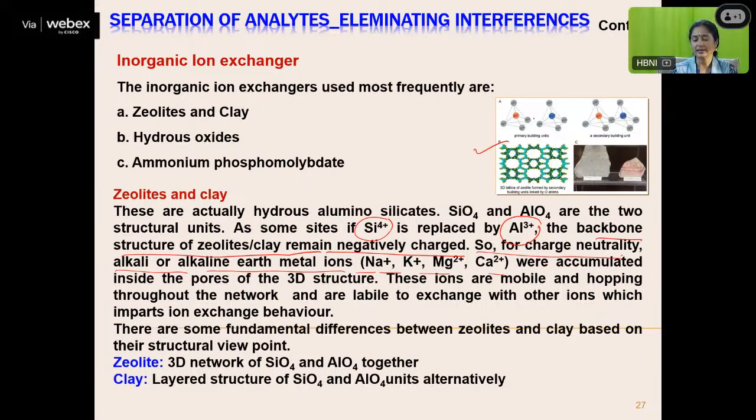These ions are mobile and hopping throughout the network and are liable to exchange with other ions, which imparts the ion exchange behavior. So there is some fundamental difference between zeolites and clay based on their structural viewpoints. Zeolites are a 3D network of SiO4 and AlO4 together, whereas clay is a layered structure of SiO4 and AlO4 units respectively. So this is the clay, this is the zeolite.